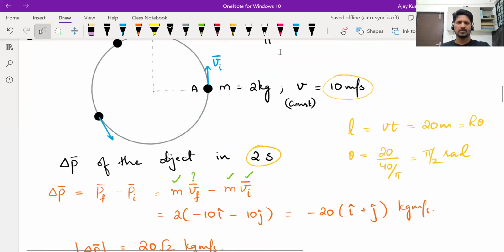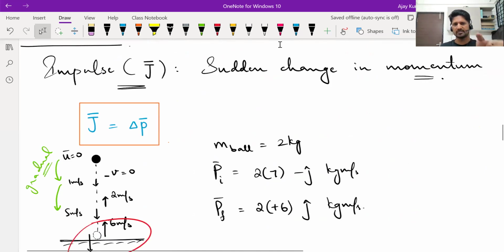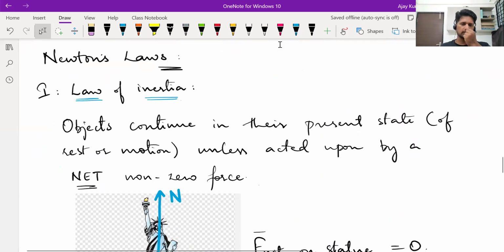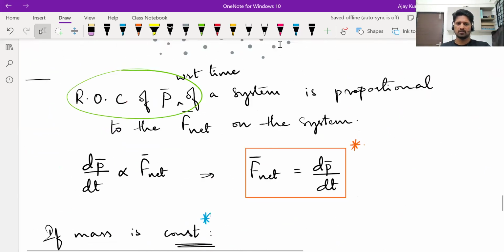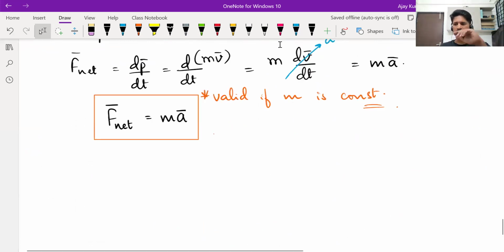We solved a few problems based on total momentum and change in momentum. Then we talked about impulse. Impulse is change in momentum only, but it should happen suddenly, abruptly, within a short interval of time. We solved some examples based on that. Then we discussed Newton's first law and second law. There's a formula for the second law, and we will have to solve problems based on it; it's very, very important. Next class, which will mostly be tomorrow itself, we'll discuss Newton's third law and then apply these to different systems. Okay, fine.